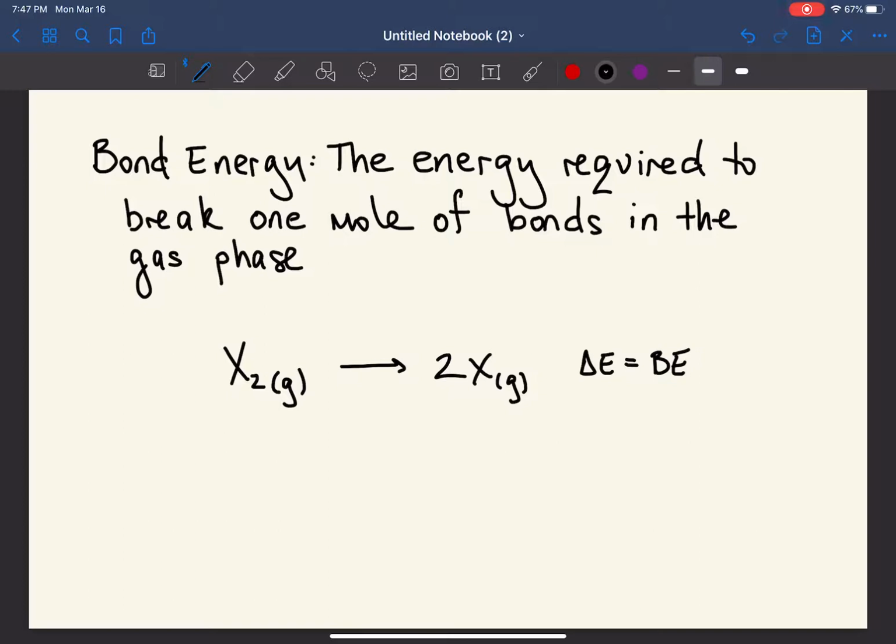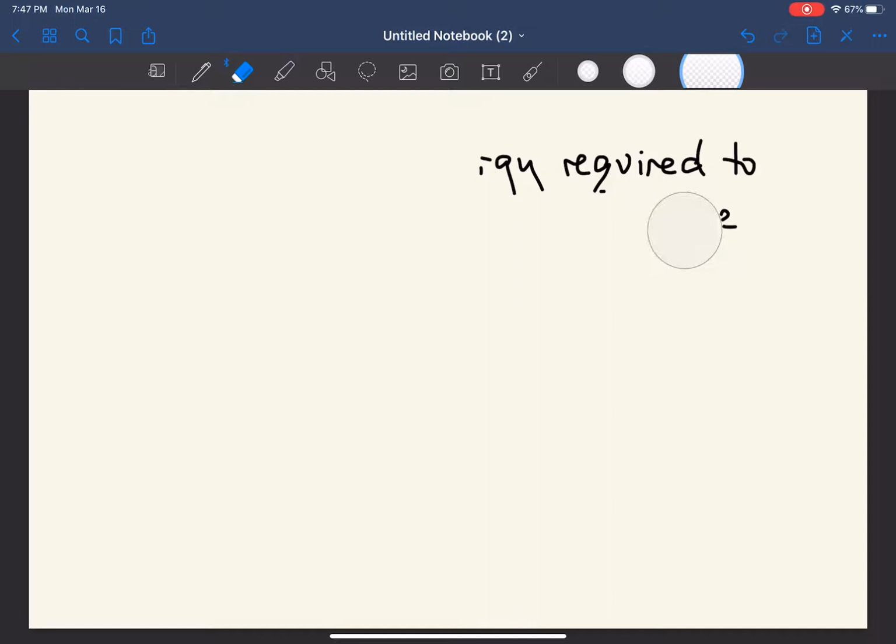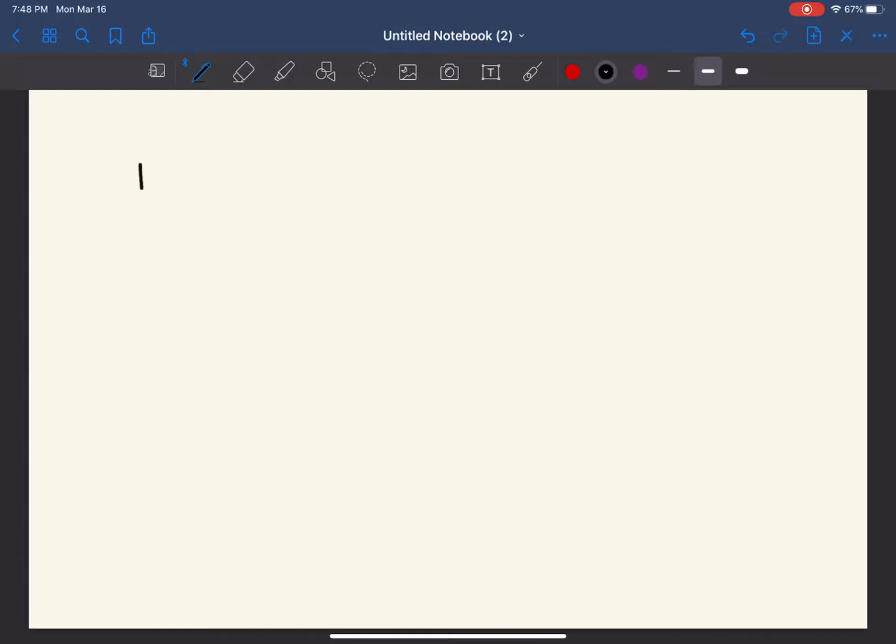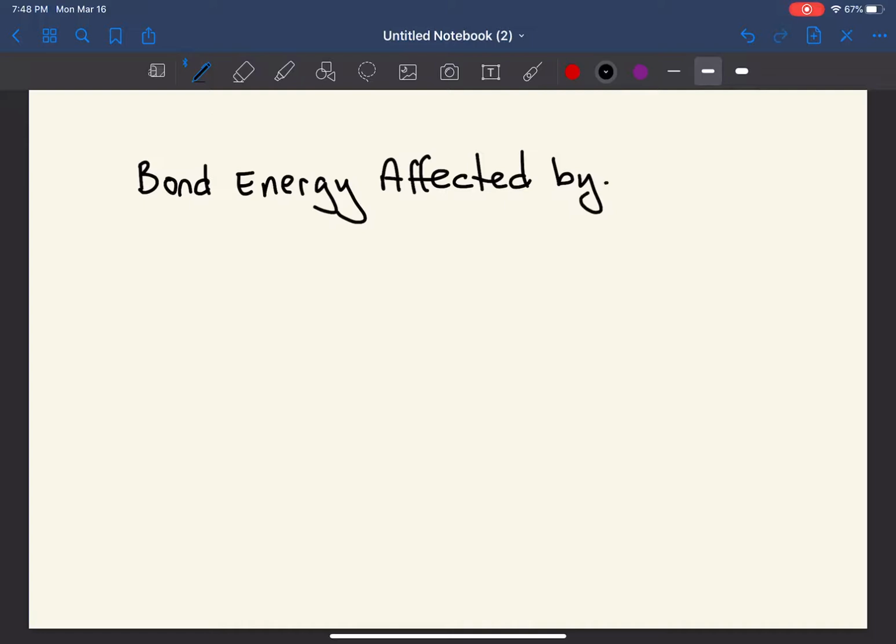And so what we're going to do is talk about the three main things that affect the bond energy. So I'll write those out for you. Right, so the bond energy is affected by three things, as I mentioned. We might already have a pretty good handle on this, but it's nice to write them out and talk about the details. So one is the size of the atoms involved.